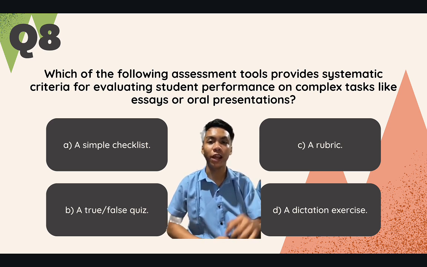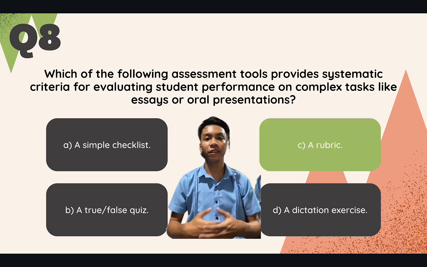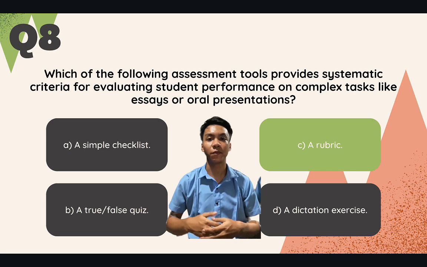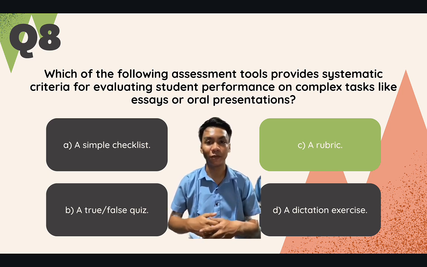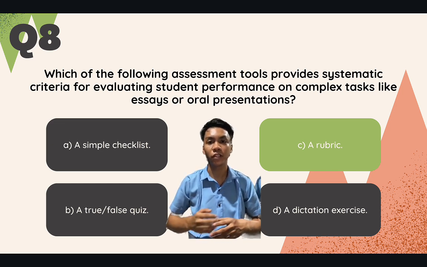Time's up. The correct answer is letter C, a rubric. A rubric is a detailed scoring guide that outlines specific criteria and different levels of performance for a task. This systematic approach allows for consistent and fair evaluation of complex skills like writing essays or delivering oral presentations, providing clear benchmarks for assessment. Letter A, a simple checklist, while helpful for tracking completion of simple tasks, typically indicates presence or absence of a feature, not the quality or level of performance.